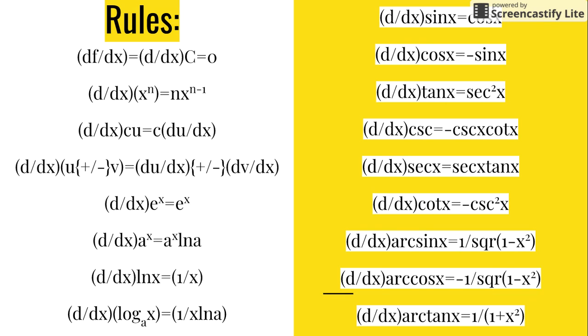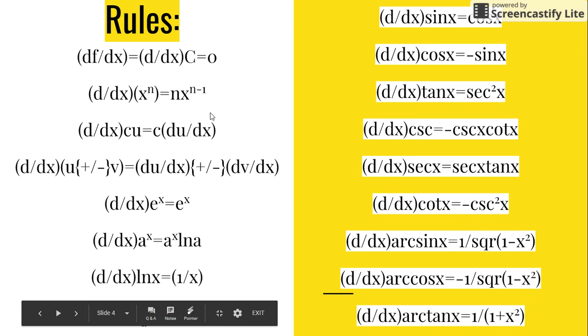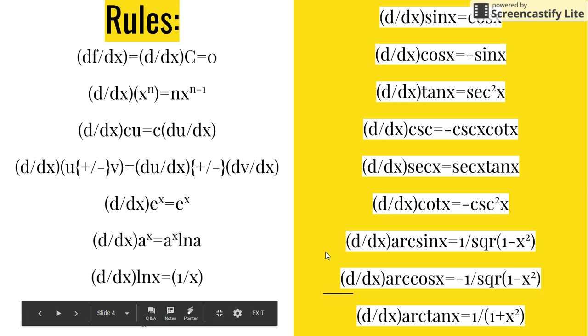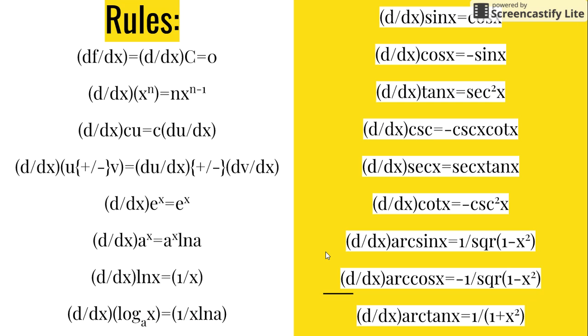I will read through the ones that I think are the most important, and the rest you can see on your own. The ones to the left are the general rules. These are things like the constant rule up here, the power rule, the natural log rule down here, the exponential function rule, the product rule, those kinds of things. And over here are the trigonometric functions and the inverse trigonometric functions.